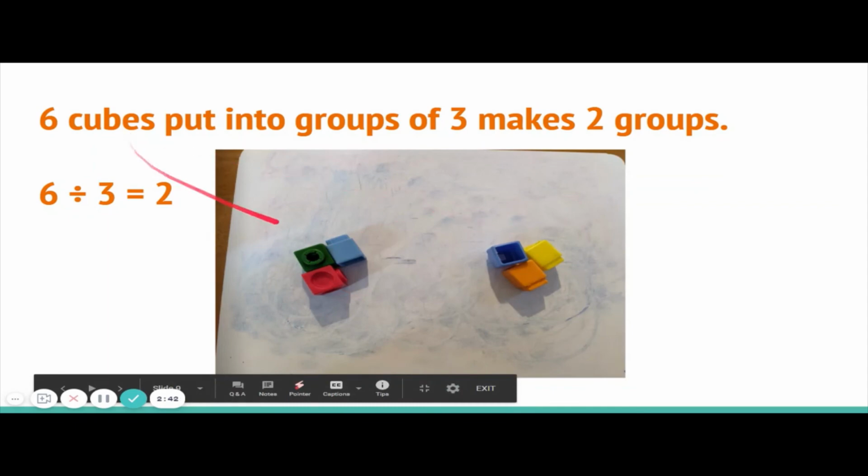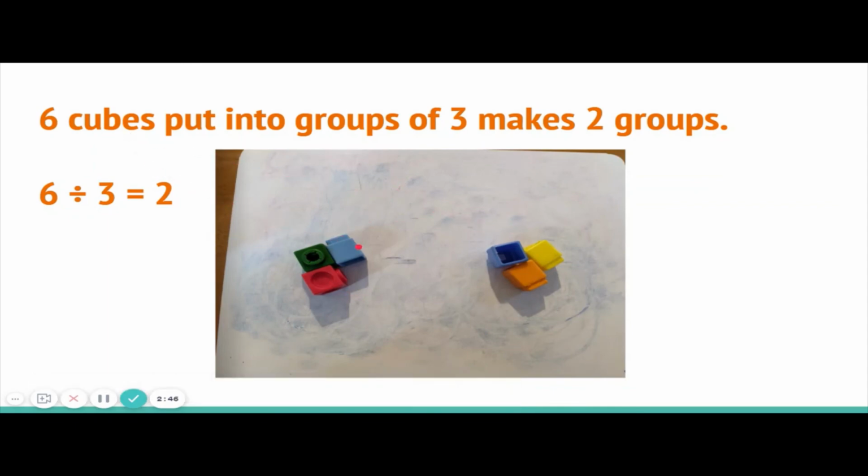Here's another example. I started with 6 cubes and I have put them into groups of 3. 1, 2, 3, 1, 2, 3. And that made 2 groups. If I was going to write that as a number sentence, I would write 6 divided by 3 equals 2. That means 6 cubes put into groups of 3 makes 2.